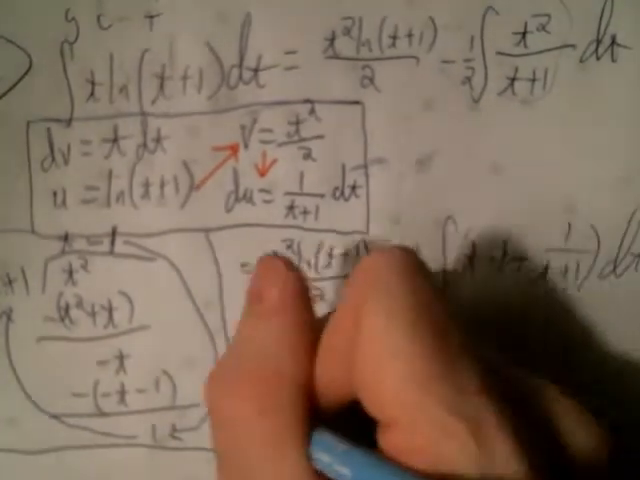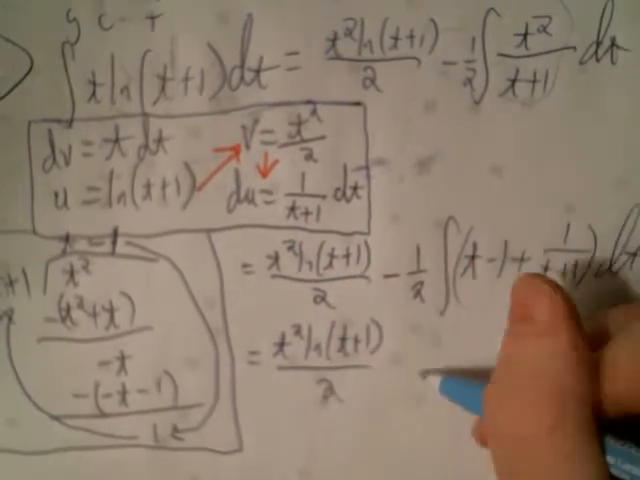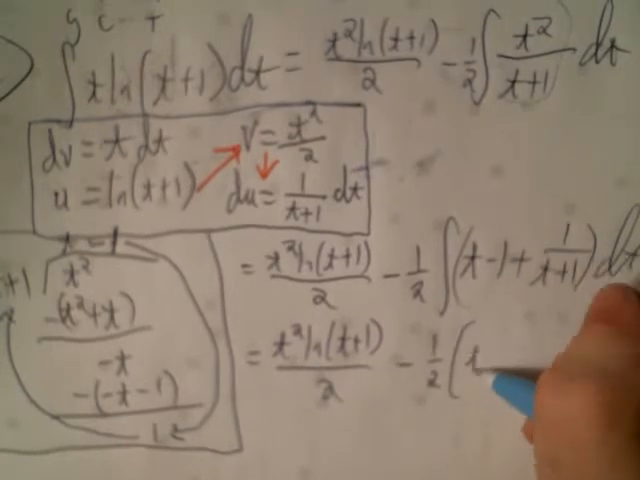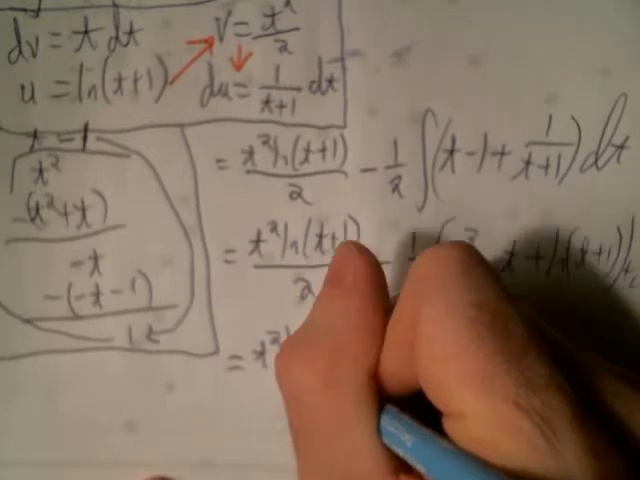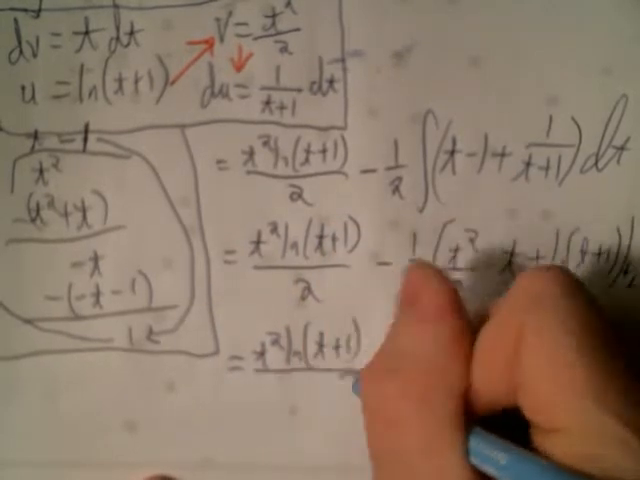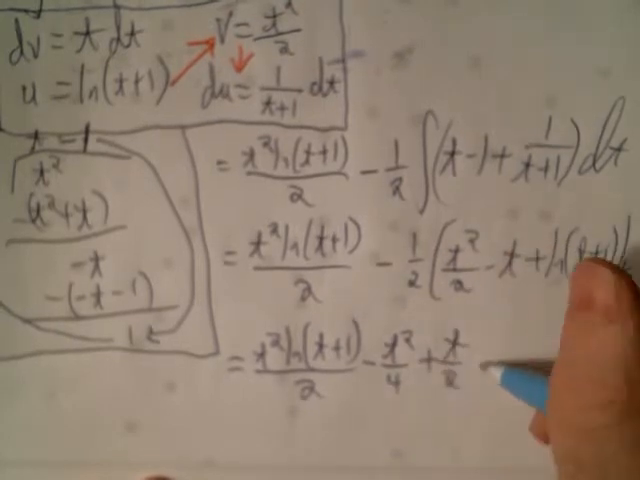I know how to integrate that. That'll be t squared ln of t plus 1 all over 2 minus 1/2 times t squared all over 2 minus t plus ln of t plus 1 plus c. And then you can go ahead and distribute the negative 1/2, and we have our final answer: t squared ln of t plus 1 all over 2 minus t squared over 4 plus t over 2 minus ln of t plus 1 all over 2, plus your integration constant.